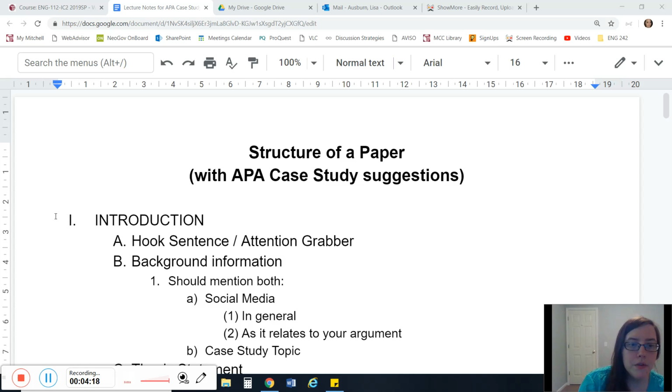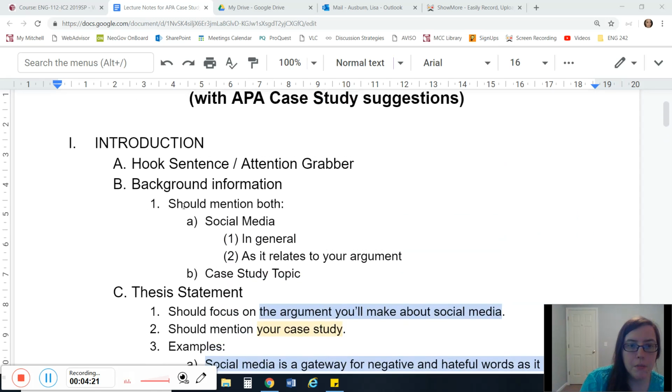Once you've done your hook sentence, attention grabber, you want to provide background information. Make sure that you mention, again, social media in general or as it relates to your argument, and also your case study topic. So by the time I get to your thesis statement or even your first body paragraph, there should be no surprises that, one, and most importantly, this is an argumentative paper about social media, making observations about social media or noticing certain things about social media. And then also there should be no surprises as to what your case study is.